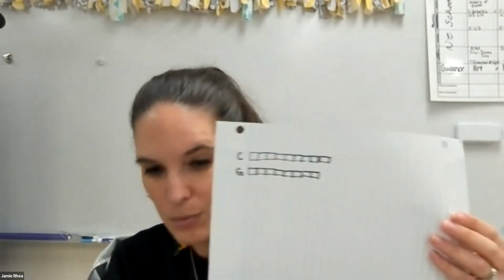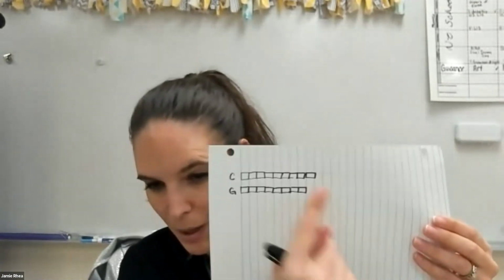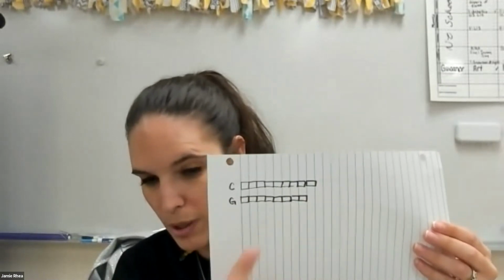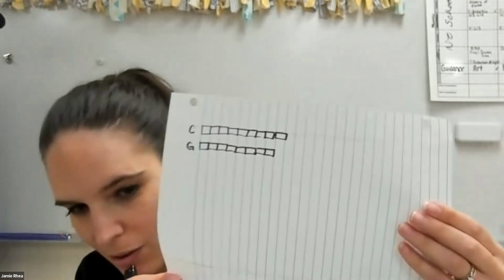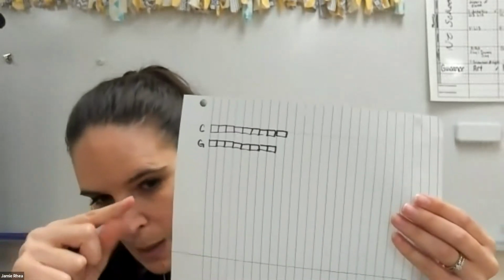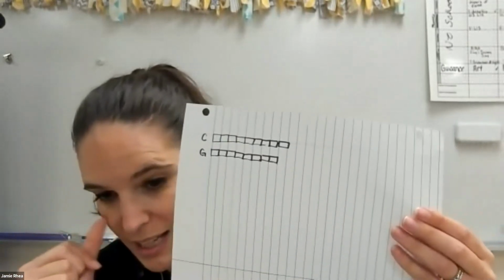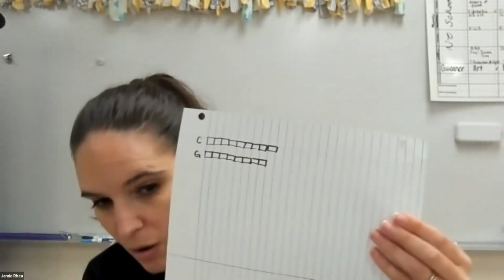Now, I don't know if you could see it very well, but I turned my paper sideways. I turned my paper sideways and I was able to use my lines on my paper to draw out my squares. Now, again, my squares aren't all the same height, but they're all the same length. And that's the important part right now, is that they're all the same length.